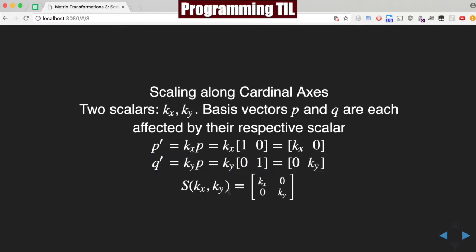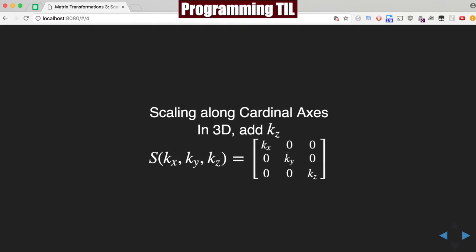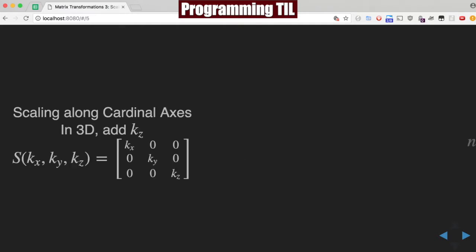You can put these together to build our matrix here, and you have kx 0, 0 ky. To do this in 3D, obviously we just add kz, and then we have this identity-looking matrix with the kx, ky, and kz values respectively.